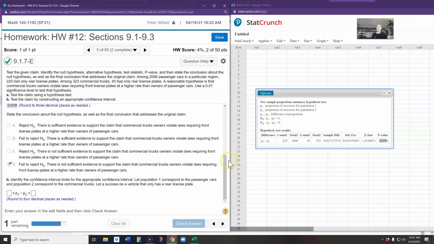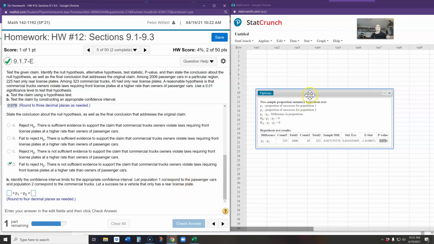And so now they want us to also perform the hypothesis test using the confidence interval approach. And so this will be a little bit more prevalent in Chapter 9. It was introduced in Chapter 8, but we didn't have really problems that focused on that. So now we have to re-examine this idea. So it says, identify the confidence interval limits for the appropriate confidence interval. Let population 1 still correspond to passenger cars, and 2 being the commercial trucks. Let a success be a vehicle that has only rear license plates. So none of that has changed.